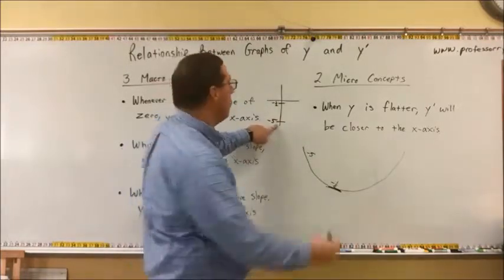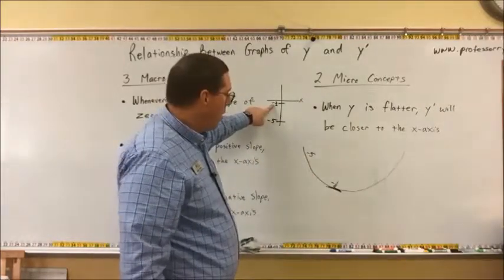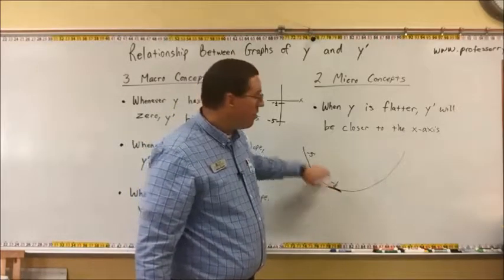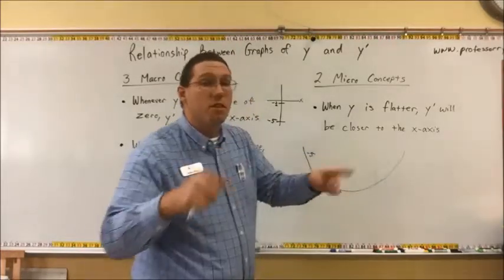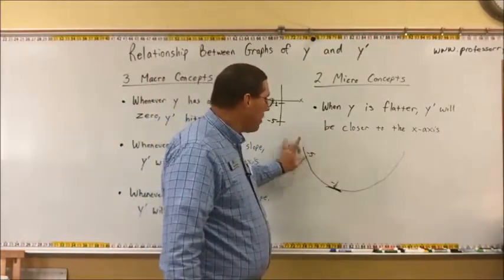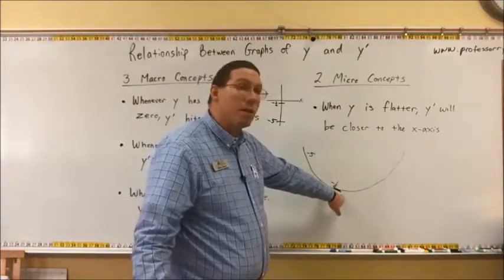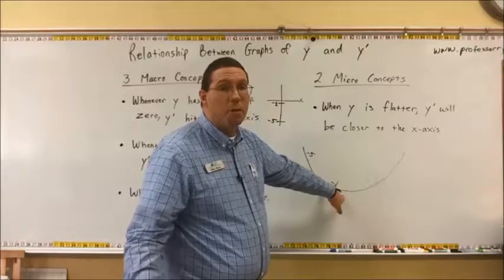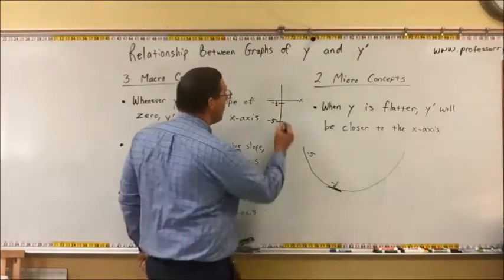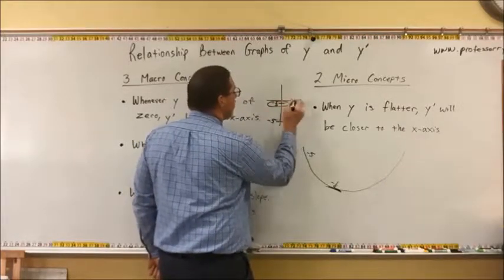-5 is farther away from the x-axis than -1/2 is. And therefore, since the slope of a graph is the derivative of the graph, whatever the value of the slope is the value of the derivative, when the slope is closer to 0, when it's flatter, then that means the derivative will take on a value that is closer to the x-axis.